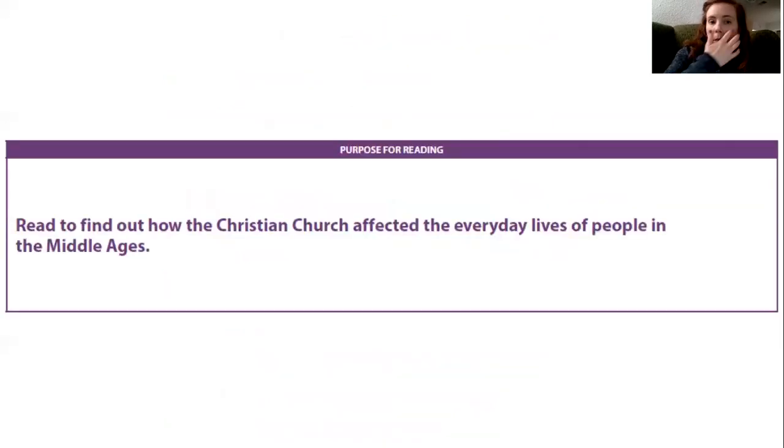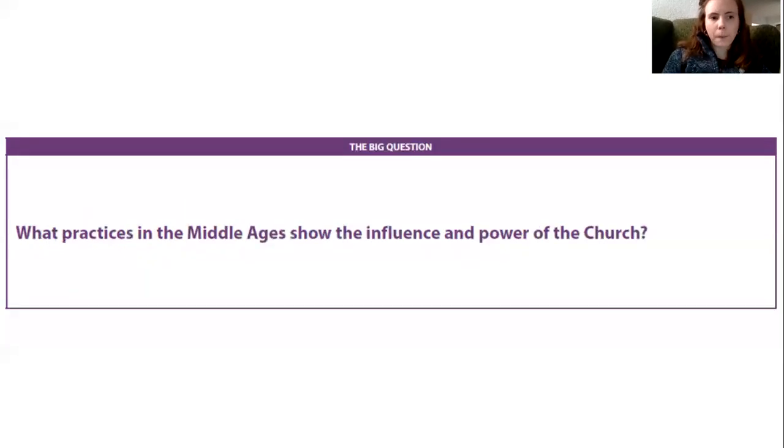Our big questions, our purpose for reading today, is to find out how the Christian church affected the everyday lives of people in the Middle Ages. Remember, we're focused on the continent of Europe. And what practices in the Middle Ages show the influence and power of the church? Remember, influence is your ability to change someone's mind or make someone do something. We're looking at the influence and power of the church and what practices, what things were done to show that. All right.